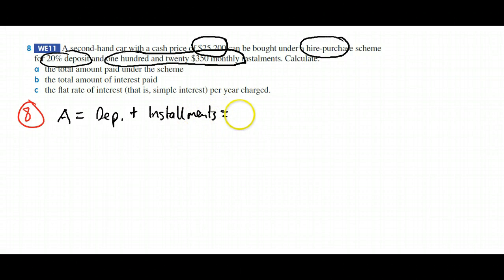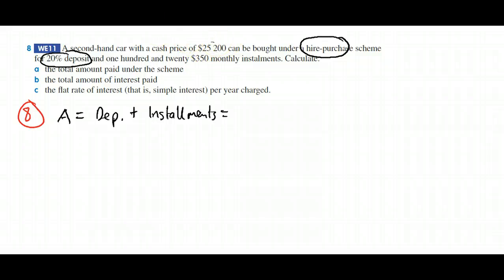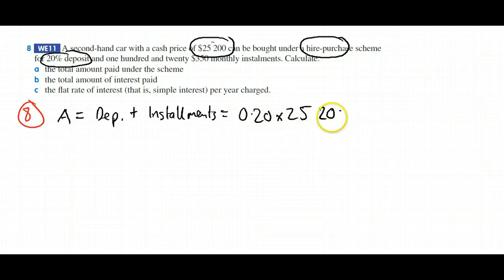The deposit was 20% of the main price. So we need to work out 20% of the cost of the car. So it's going to be 0.2 times 25,200, that's the 20% just converted into a decimal by dividing by 100, times the price of the car, and then we've got to add the installments, of which there's 120 times $350 for each installment. So we've got to add all these things together, see what we get.